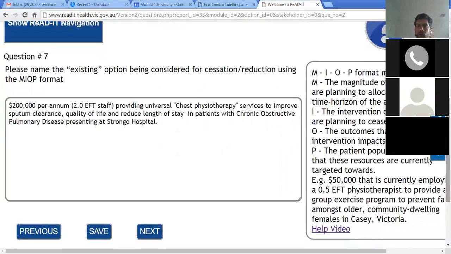M being the magnitude of resources, I being the intervention, O being the outcomes that the intervention is thought to impact upon, and P being the patient population involved. So here we've got $20,000 per annum, which covers 2 full-time staff members, and that is providing chest physiotherapy services to improve sputum clearance, quality of life, and reduce length of stay in patients with COPD presenting to Strongo Hospital.